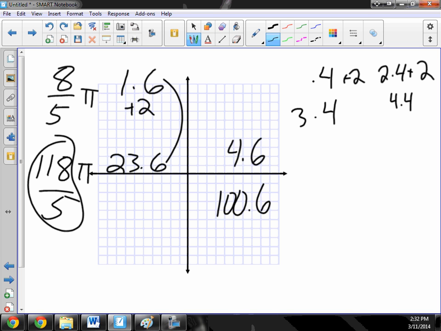Okay, on the other worksheet, convert from degrees to radians.